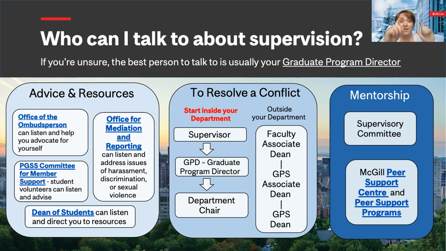If they don't, or if your supervisor is the GPD or if your supervisor is the chair, that's when you might want to start going outside of your faculty. And so the way the structure works, it goes from faculty associate deans. Your faculty will have an associate dean that's in charge of grad studies. From there, it goes to the GPS associate deans. There are 3 of them. You can see them in the 3 associate dean videos that are on the Graduate Supervision website.